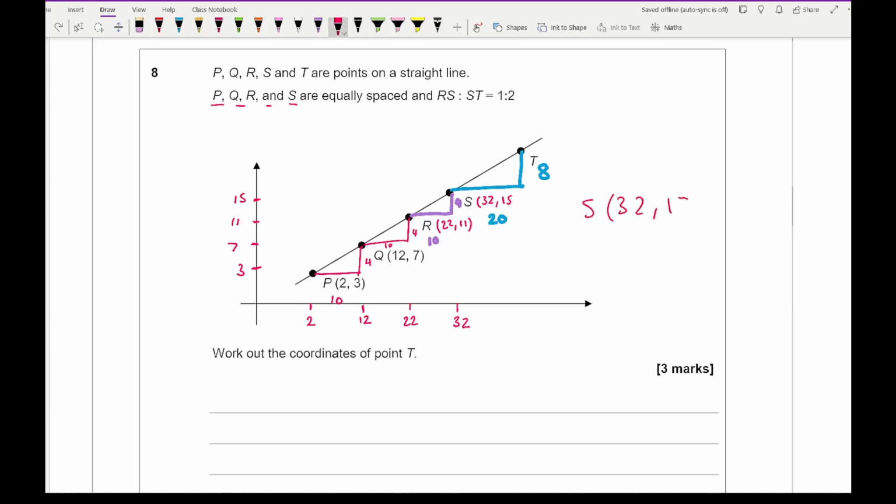So if S has got a coordinate of 32 and 15, then T, in terms of the ordinates, the x ordinate is going to have a difference of 20, so that's plus 20, and the y ordinate is going to have a height difference of 8. So 32 plus 20 is 42, and 15 plus 8 is 23. So the coordinate of T is going to be 42, 23.